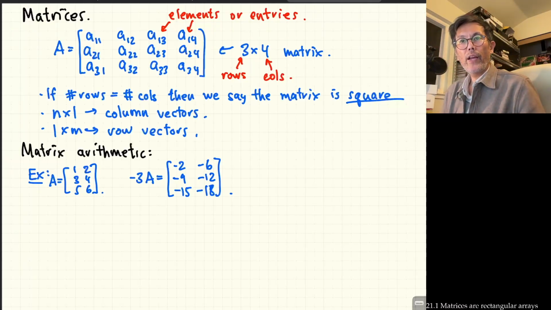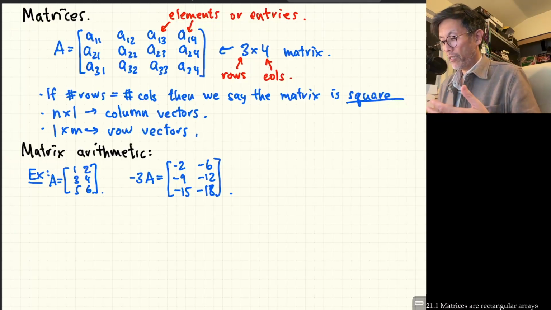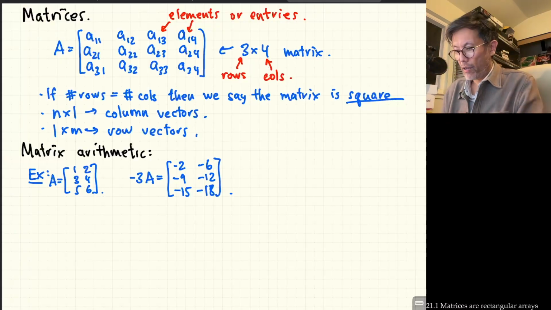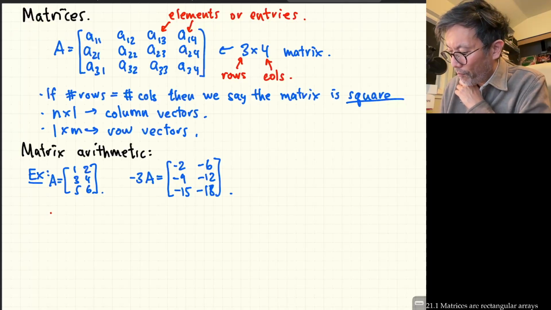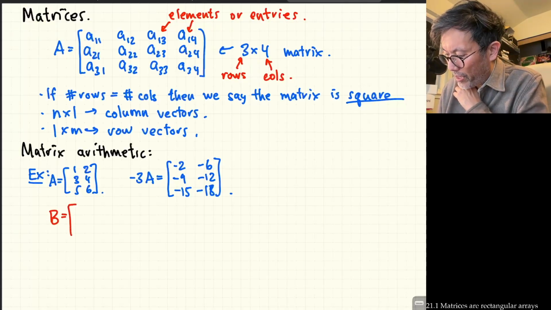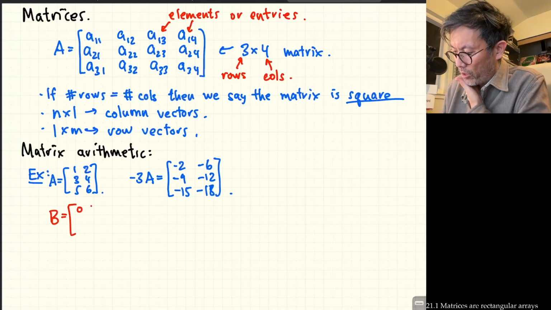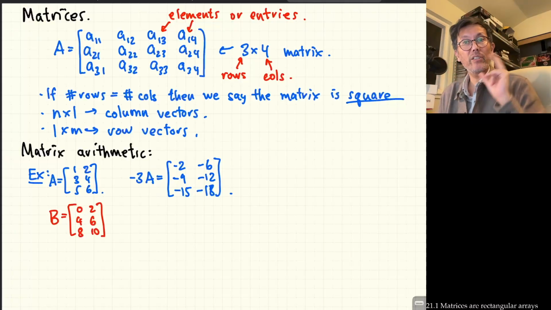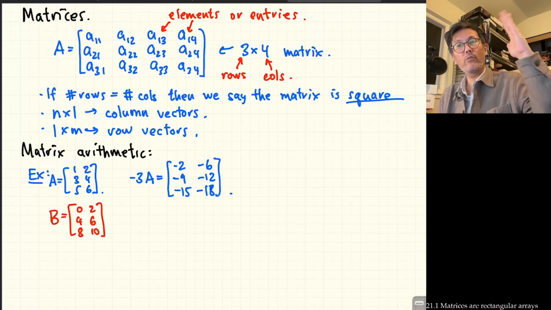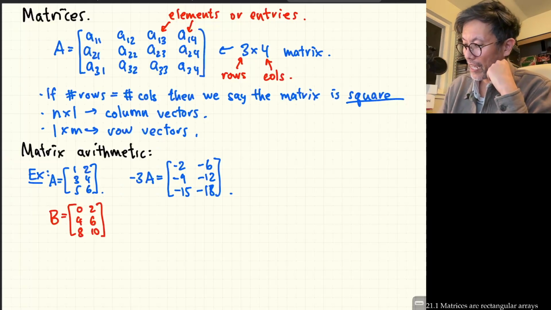Note also that I could take this matrix A and another matrix with the same dimensions. Let's call that matrix B. Suppose B has entries 0, 2, 4, 6, 8, 10. And I could add these two matrices together. Crucially, I'm allowed to do that because they're the same dimensions. They have the same number of rows and columns. So it makes sense to add them together.